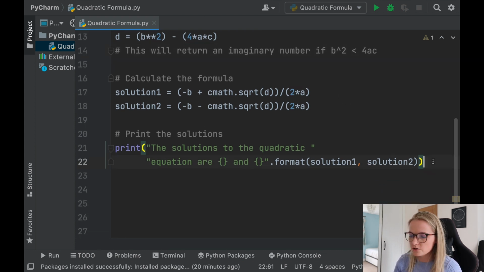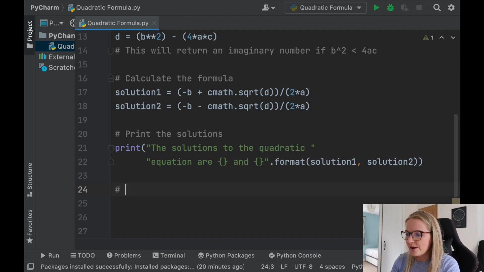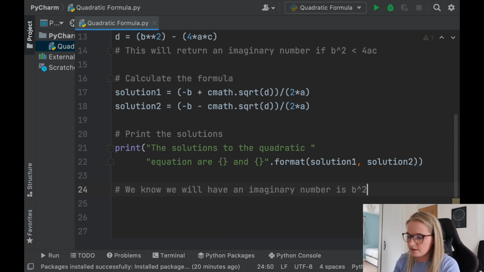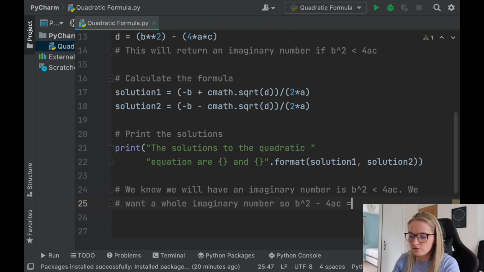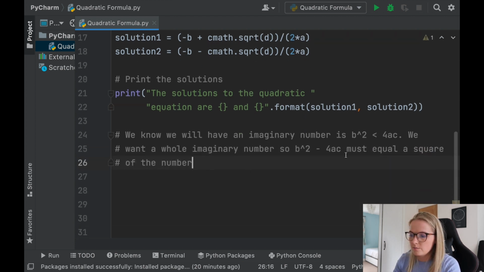Okay, so I'll just do this below. We'll do this as a bit of a maths lesson, I guess. So we know we will have an imaginary number if b squared is less than 4ac. Let's say we want a whole imaginary number. So in that case, we want b squared minus 4ac to equal a squared number, so something squared. All that means is when you square root b squared minus 4ac, you'll get a positive number.